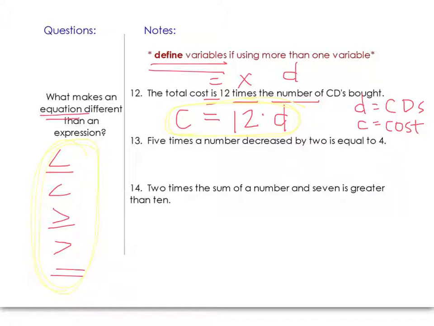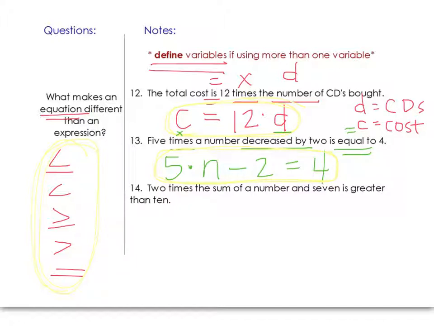Number 13, 5 times a number is decreased by, big old subtraction, 2 is equal to 4. So 5 times a number decreased by 2 is equal to 4. That's all you got to do. 5 times the number decreased by 2 equals 4. That's what my problem is telling me.